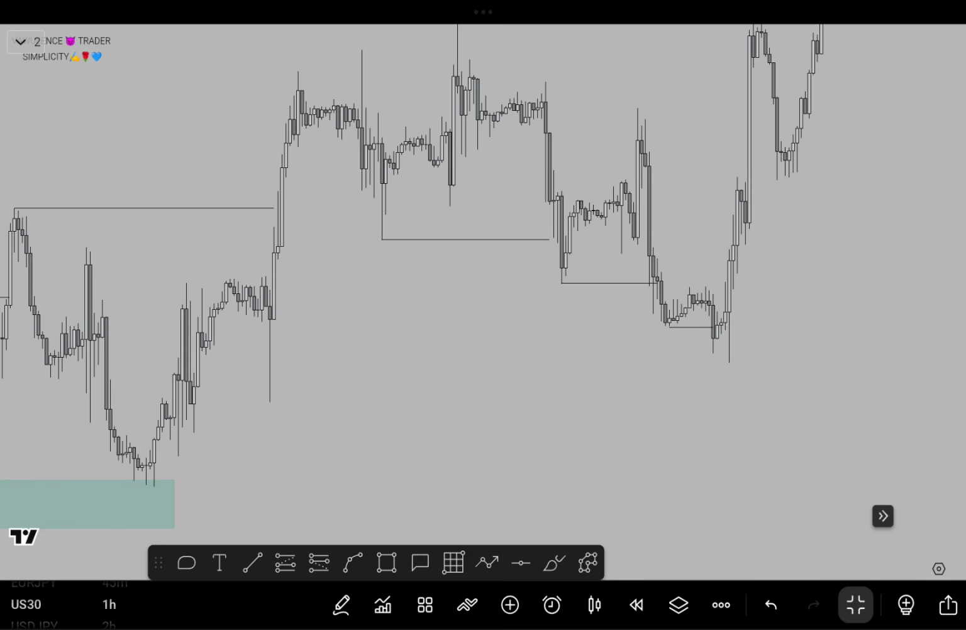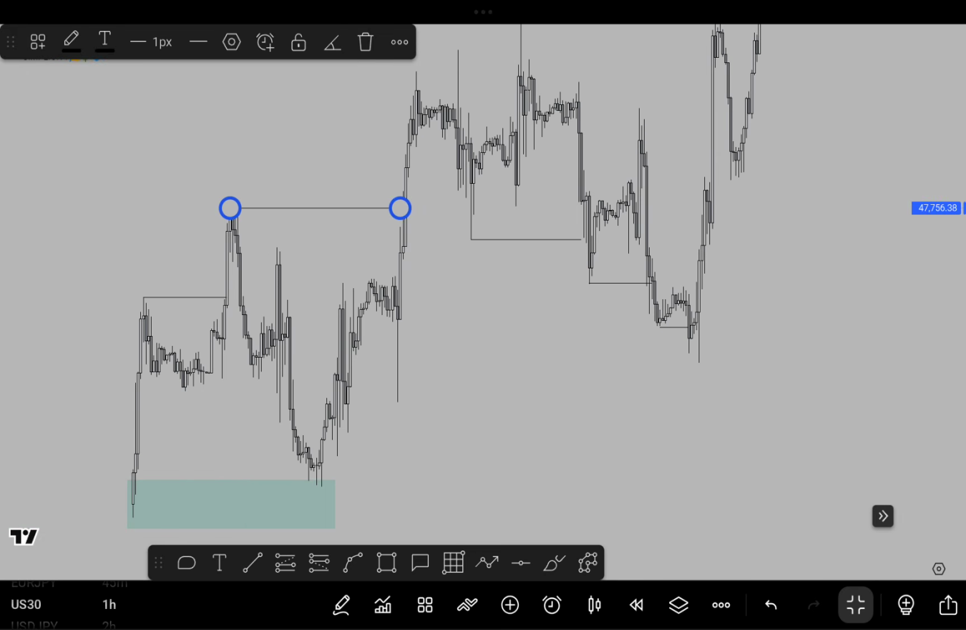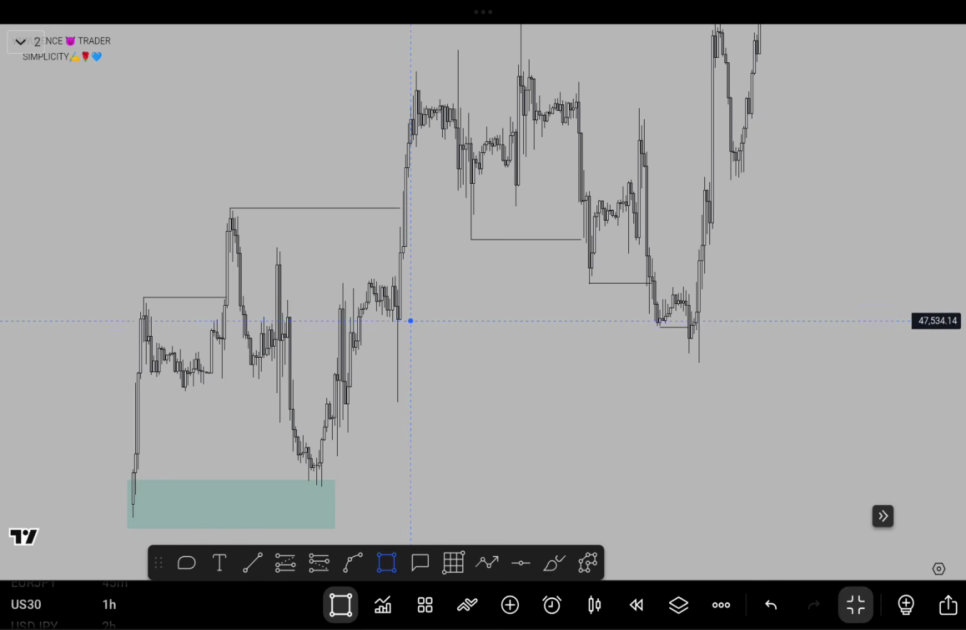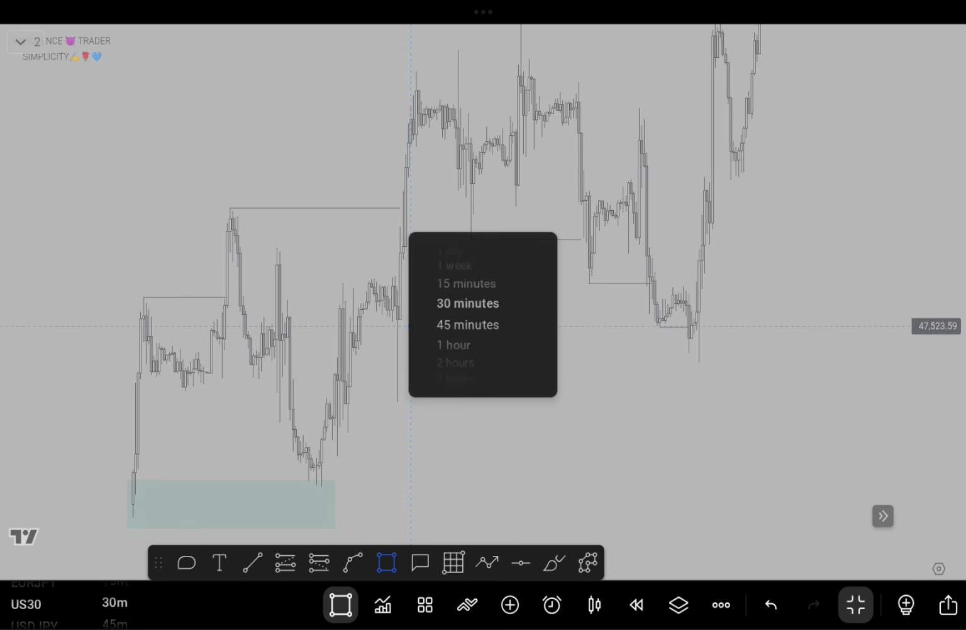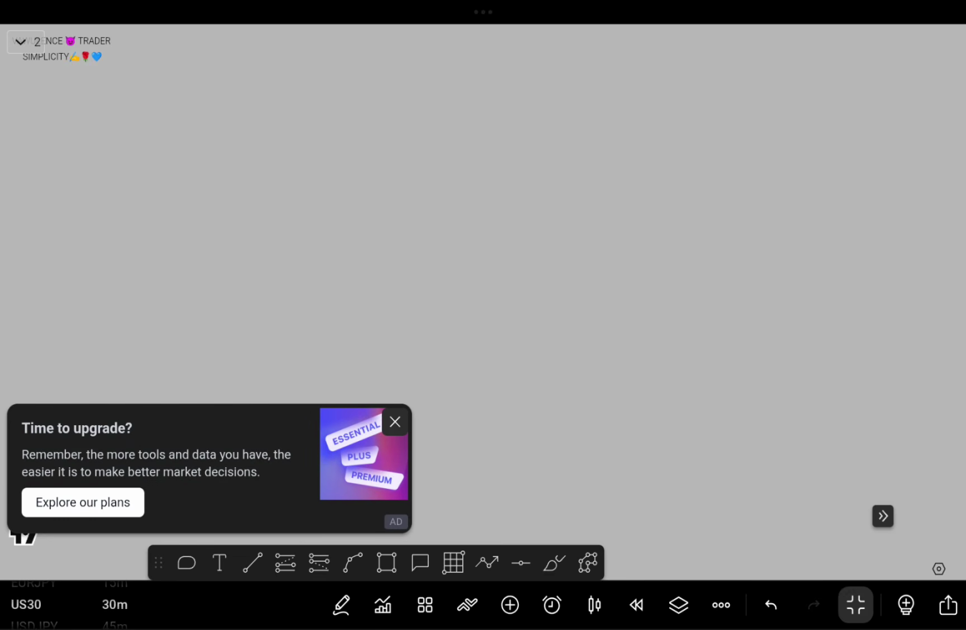So like I said, with three breaks of structure, the POI will be used to continue the bullish movement. Here I could have just mapped out the whole POI, but I will go down to the 30 minutes time frame because that's where I get my entry point of interest.